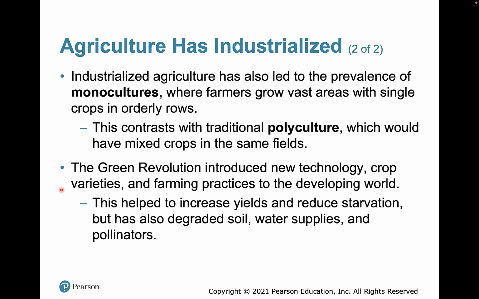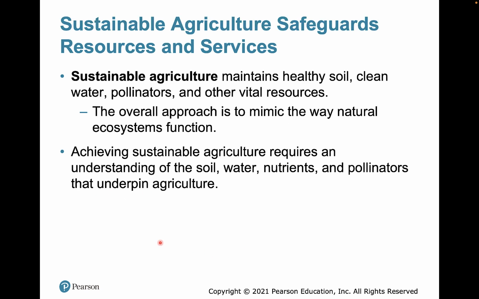The Green Revolution introduced new technologies, including crop varieties and farming practices, to the developing world, which then increased yields. So people got more bang for their buck when it came to crops, and it reduced starvation. But because we've added this new technology, typically fossil fuel powered equipment, and these crop varieties, it has degraded soil, water supplies, and it's even killed a lot of pollinators. If we're going to do agriculture the right way, we need to do it sustainably.